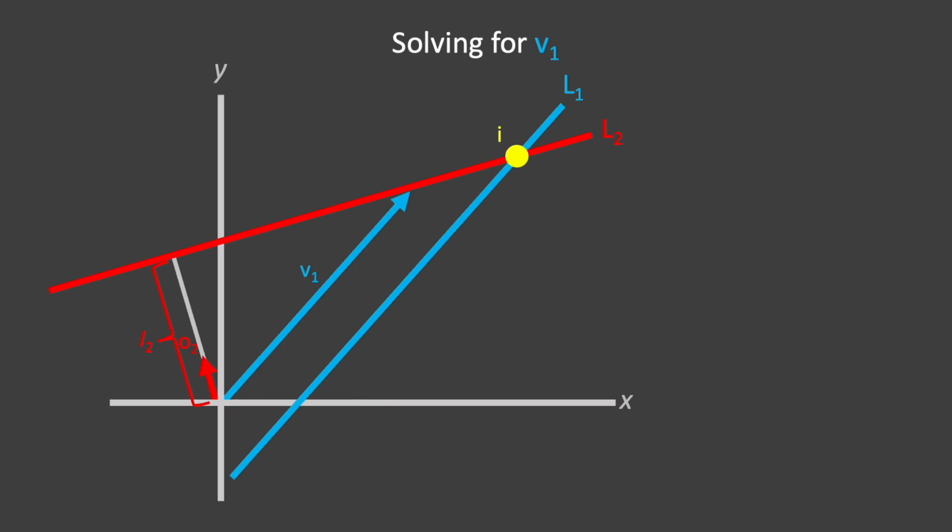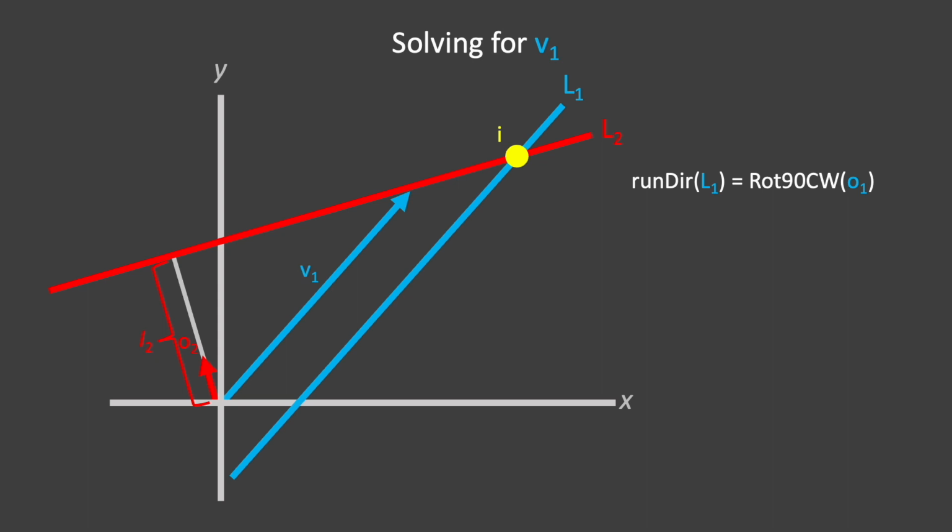Alright, let's start by solving for v1. Now, we need 2 bits of information to find this vector, namely its direction and its magnitude. So the direction of v1 is the same as the run direction of L1, which is the direction vector O1 rotated 90 degrees clockwise. Cool, that's half the puzzle done.